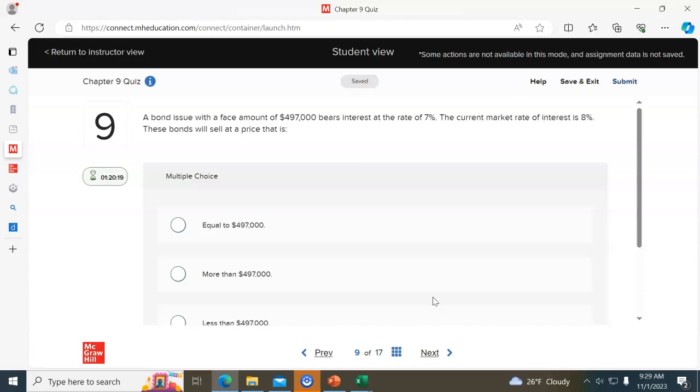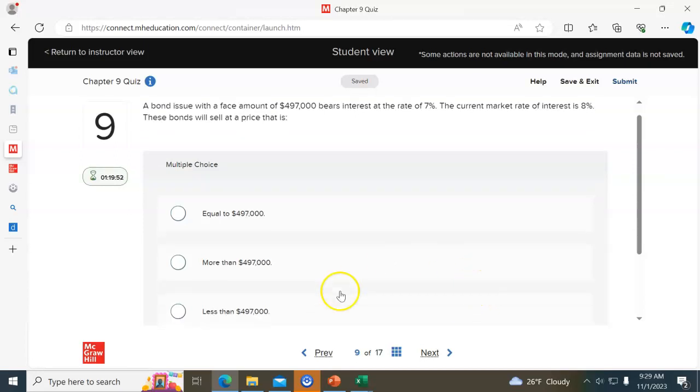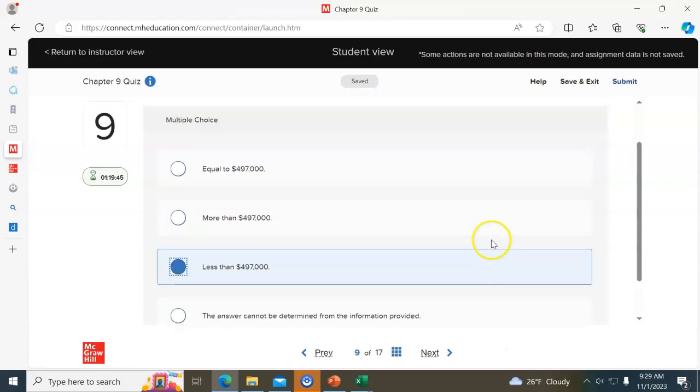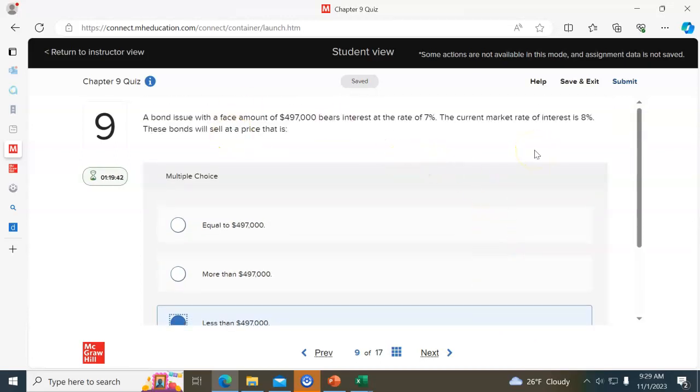What about this one, guys? A bond issue with a face amount of $497,000 bears interest at the rate of 7%. The current market rate is 8%. These bonds will sell at a price that is equal to $497,000? Yes or no? More than $497,000? No. Less than $497,000. Right? And we can determine it because they give us the stated rate and the market rate. We know if the stated rate is less than the market rate, they're going to be issued at a discount, right?